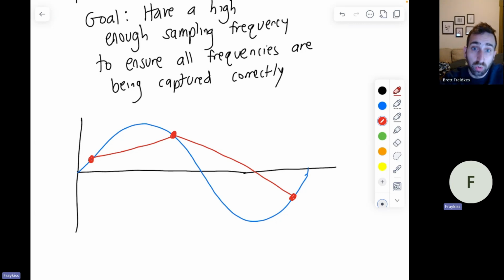Because at the end of the day, the goal is, if I am trying to measure something in an experiment, I want to know what frequencies are present in that situation. So if I have some sort of machinery that's vibrating and I hook up an accelerometer to it in order to determine what frequency it's vibrating at, if I'm not sampling quickly enough, you may end up believing that there is a frequency present that actually doesn't exist. And that is the idea of aliasing.